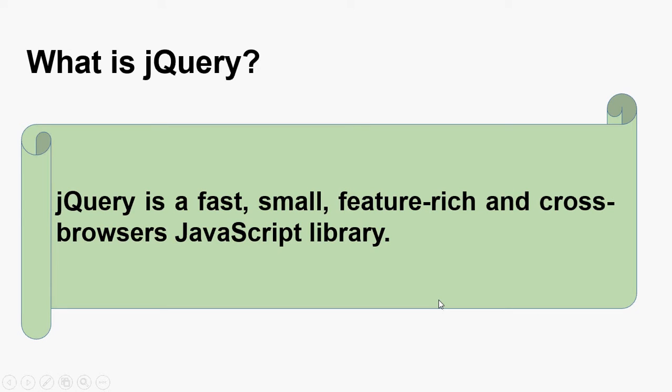Okay, the first question you may ask: what is jQuery? jQuery is a fast, more feature-rich, and cross-browser JavaScript library. It makes things like HTML document manipulation, event handling, and animation much simpler for developers. In other words, it provides us an easier way to use JavaScript.